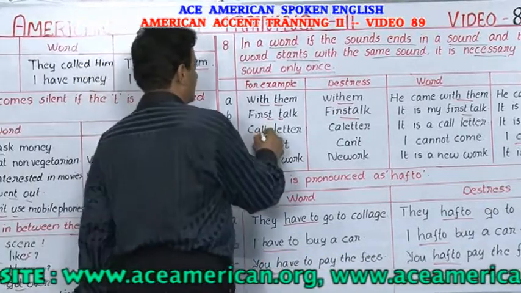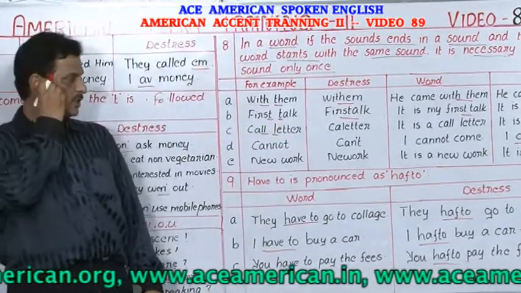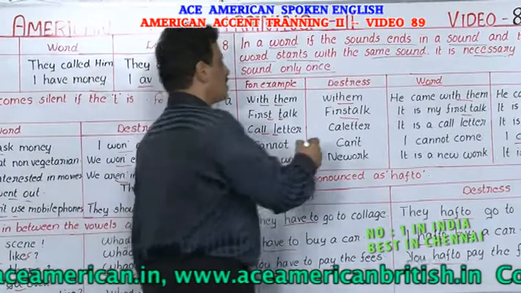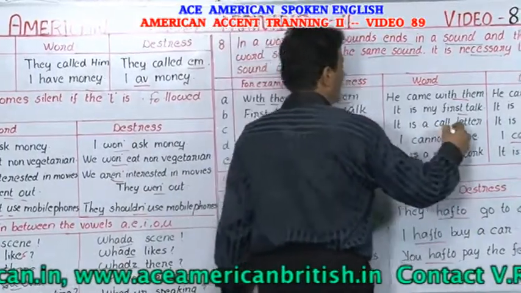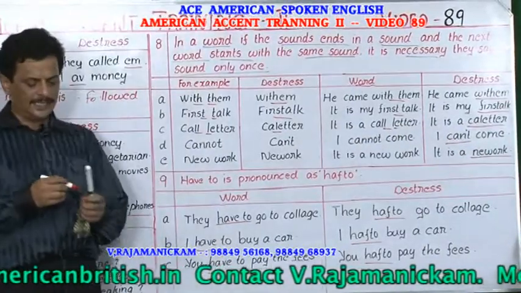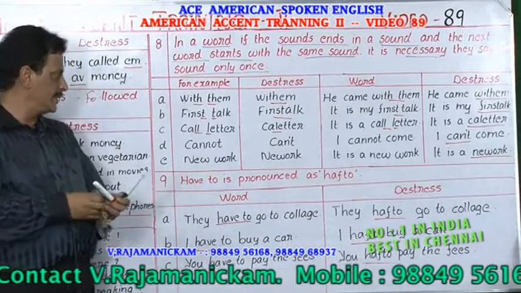Call letter. The word ends with LL and the next word starts with L. So the word ends with L and starts with L sound. So you say "call letter." It is a call letter. You don't say it as two separate Ls; you say it is a call letter.